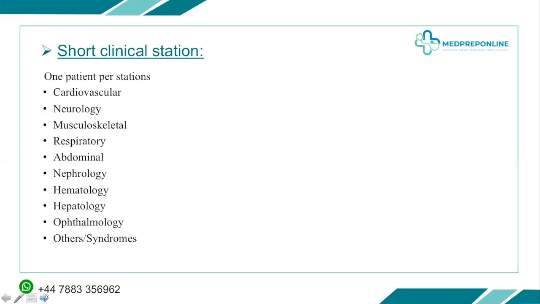Here I will show you some examples of short clinical cases. There's only one patient in the station. The case can come from cardiovascular, neurology, musculoskeletal, respiratory, abdominal, nephrology, hematology, hepatology, ophthalmology, and there can be syndromes. Any one of the cases can be there, and there is very little chance of repetition. Suppose you have a cardiovascular station in your exam; it's highly unlikely that you will face another cardiovascular station.